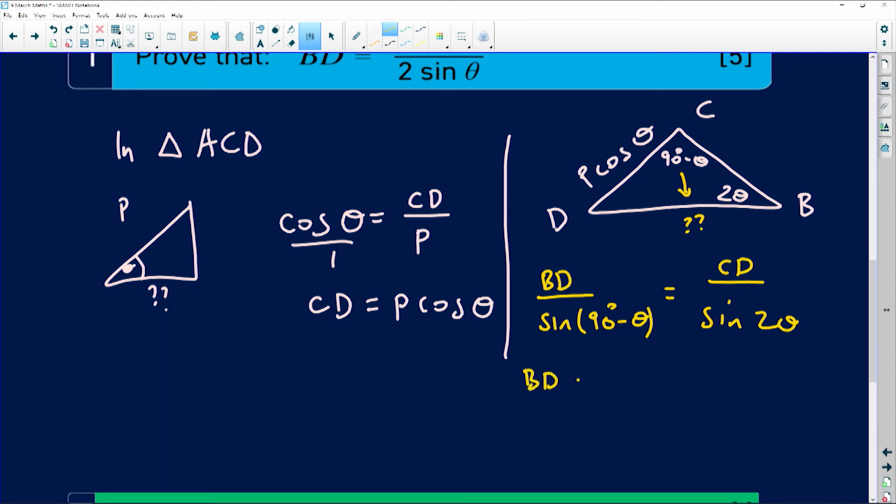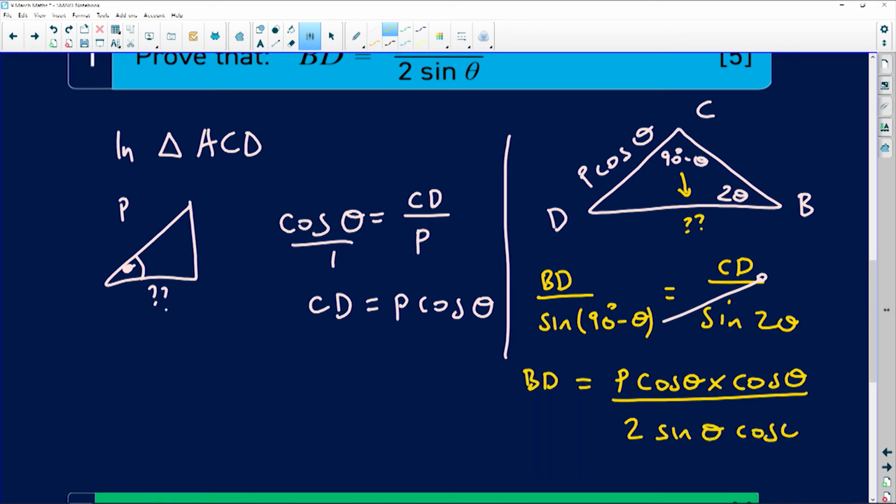So your BD is going to simply be, when you cross multiply, you will notice that you now get CD. But we know that our CD is P cos theta, so I'm going to write it as P cosine of theta multiplied by the sine of 90 degrees minus theta. That sine of 90 minus theta can be written as the cosine of theta, using reduction formulae skills. And the denominator is a double angle. That sine 2 theta is a double angle of sine, which can be expanded to 2 sine of theta multiplied by the cosine of theta.